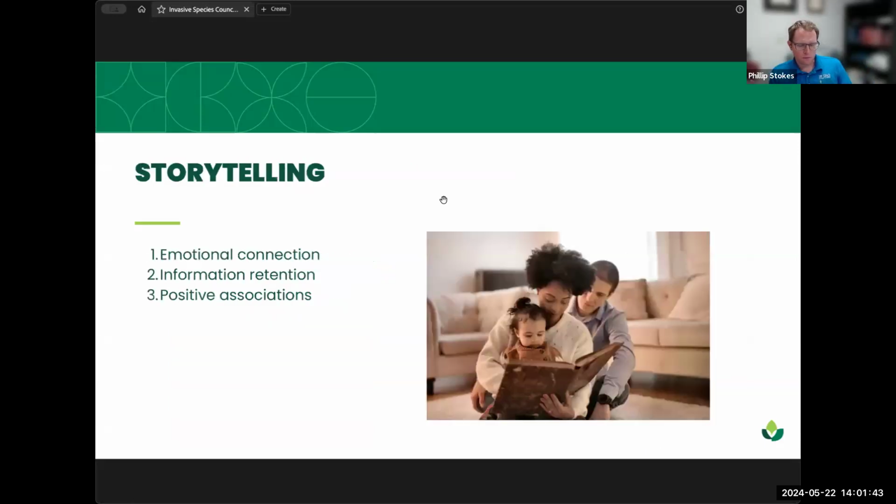The other tactic that I'll share is storytelling. I won't spend a lot of time on this. Once again, this is something you're probably familiar with, but in telling a story, you're eliciting an emotional connection. You're helping with information retention. There can be positive associations. People may not remember everything from the story or all the facts or all the numbers that you're sharing with them, but they may remember the way you made them feel. They may have that positive association with the story and your willingness to try to connect with them.